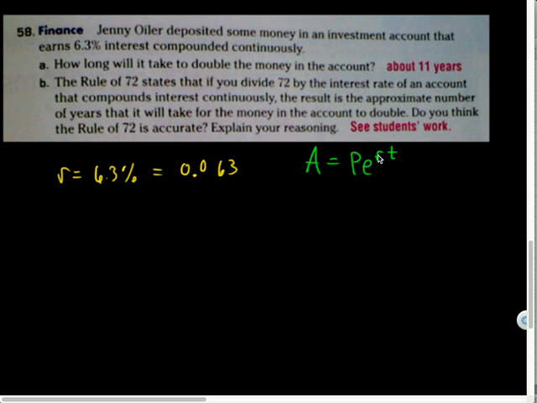So I know R, I just found R. E is the constant, right? So E is not a variable in this case. And then they ask us the question, how long will it take to double the money in the account? And you might be like, whoa, I don't know A, I don't know P, I don't know T. That's the issue. But we can actually plug in some hypothetical values.